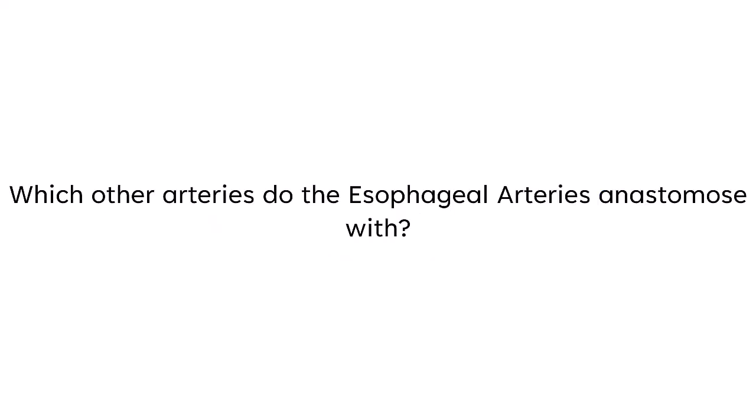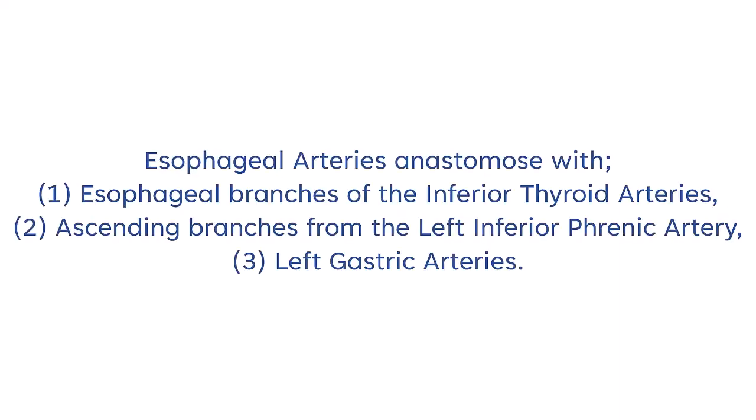Which other arteries do the esophageal arteries anastomose with? Esophageal arteries anastomose with esophageal branches of the inferior thyroid arteries, ascending branches from the left inferior phrenic artery, and the left gastric arteries.